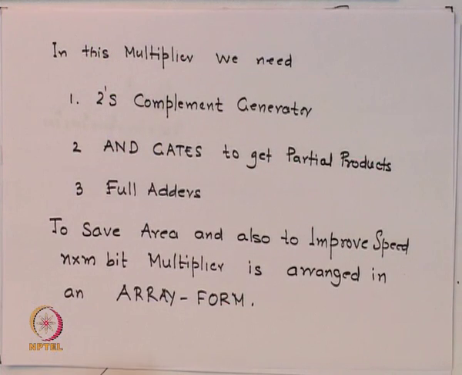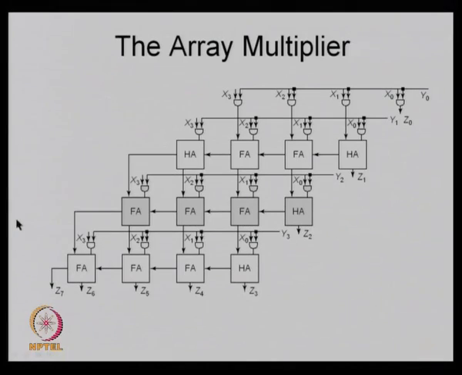If we see carefully these 5 figures, you can see from here that in this multiplier we need a 2's complement generator, AND gates to get partial products, and full adders to do additions. So, these are the only 3 kinds of blocks you will require to do a multiplication. To save area and also to improve speed, an m by n bit multiplier is always arranged in an array, which is what this slide is showing. You can see this x y array has been done.